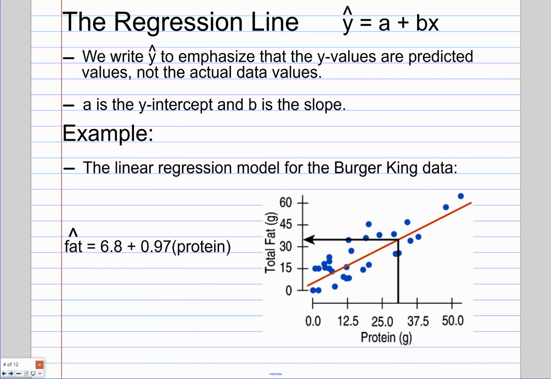Now, here's our actual regression line. So I'm going to circle this, because this is what we're going to get when we actually have our regression line.